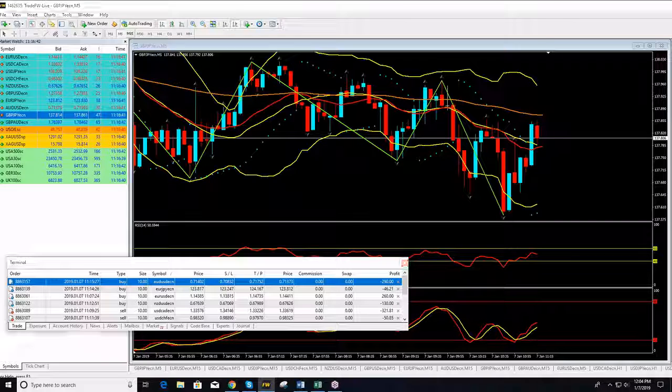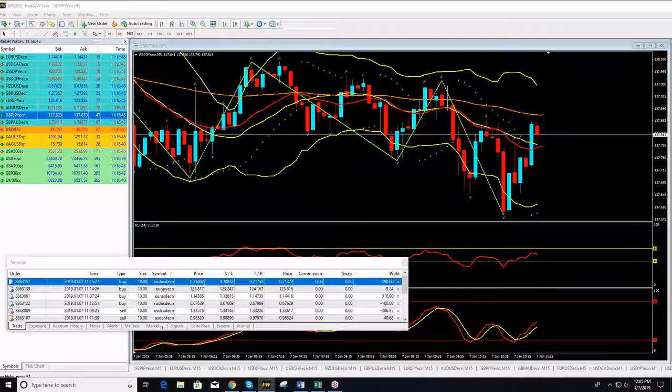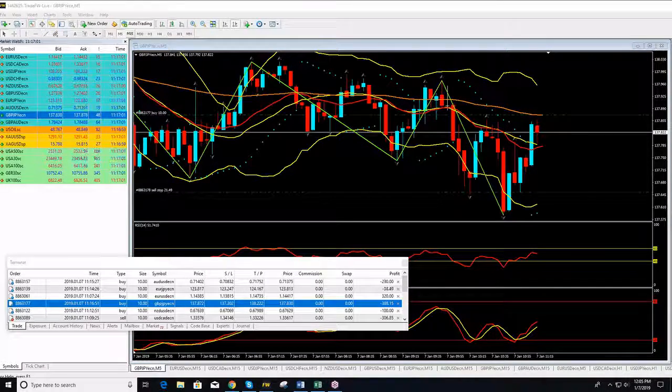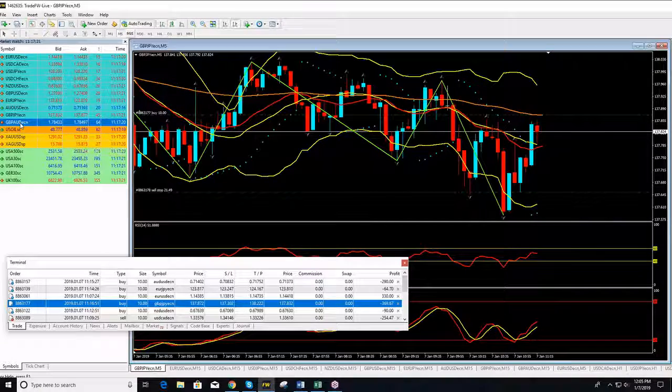Long position on pound yen. So we have just entered a long position on pound yen. There we are. Let me inform you straightforward about it. Long pound yen at 137.872, stop loss 137.302, and TP 138.222. And the last pair I will monitor.